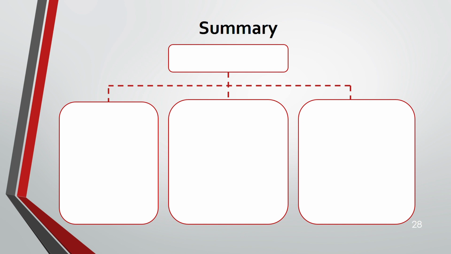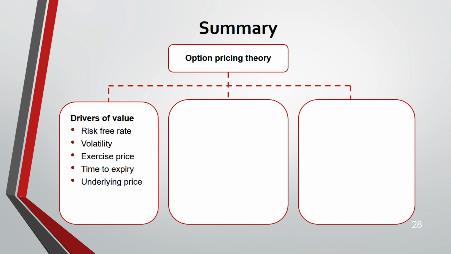Now let us summarize what we have discussed. We have discussed the 5 factors that derive the value of the option. One is your risk-free rate. Higher the risk-free rate, higher the value of the call option, higher the value of the put option. Volatility, your standard deviation, same. Higher volatility, higher the value of the call and the put option. Exercise price, higher the exercise price, lower the value of the call option, but higher the value of the put option. Time to expiry.